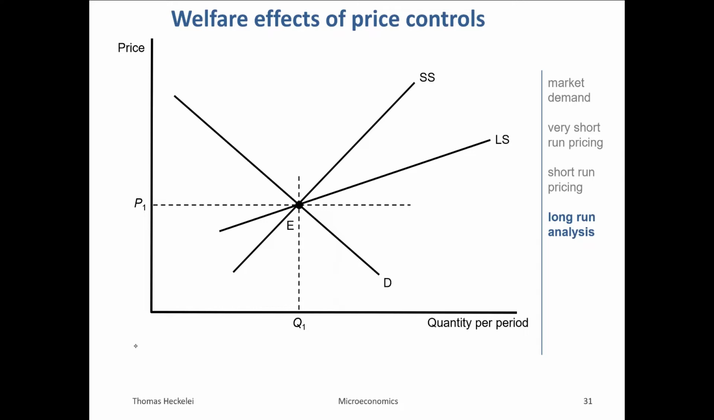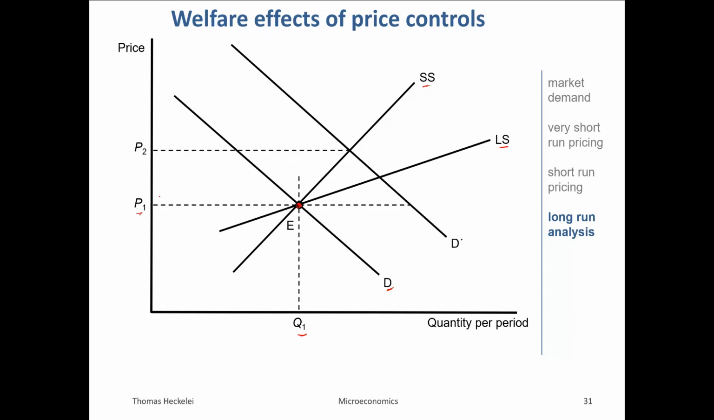Now we will look at the welfare effect of that situation. So here's the setup. Our story begins again with the first episode, the initial equilibrium, where you have point E, where both the short-run supply and the long-run supply cross the market demand. So it's both a long-run and short-run equilibrium. And at this equilibrium price P1, the industry supplies Q1 output.